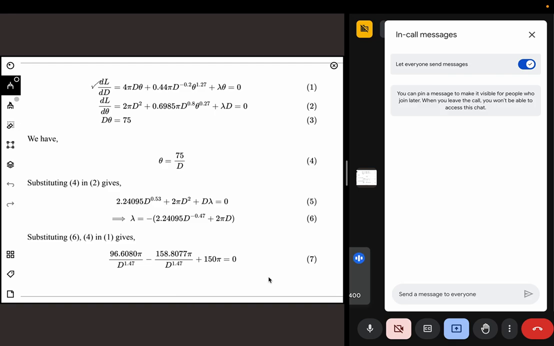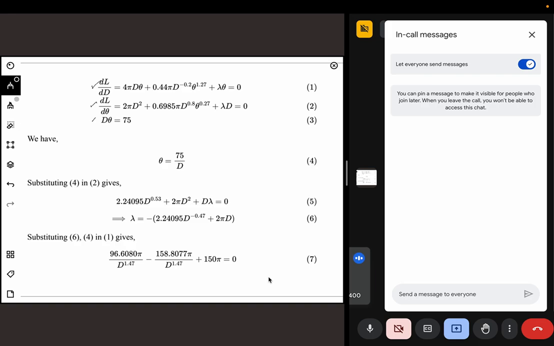Then you have del L del D equal to 0, del L del theta, and d theta equal to 75. So you have three equations and three unknowns: d, theta, and lambda. Now you have to solve these three equations. Again, these are nonlinear equations, so you have to find some way to solve them. You can use Newton's method or any other method that we have discussed, line search or any method, and solve these three equations somehow.